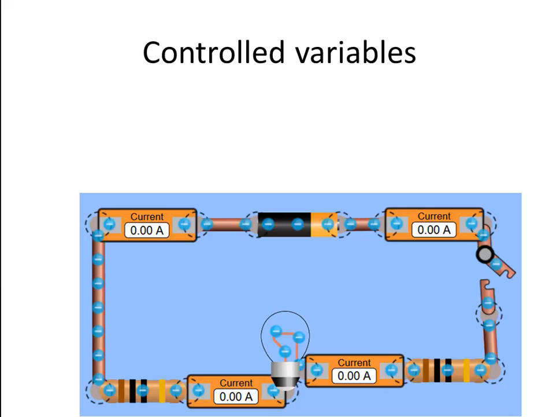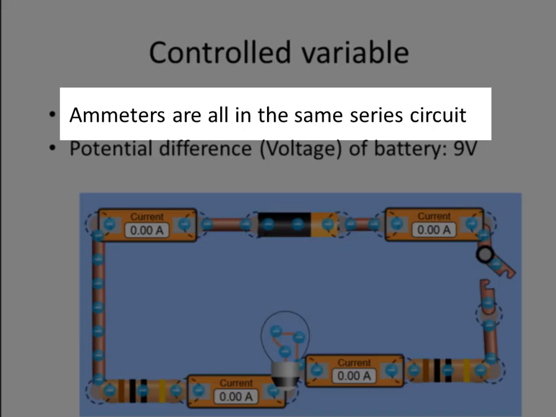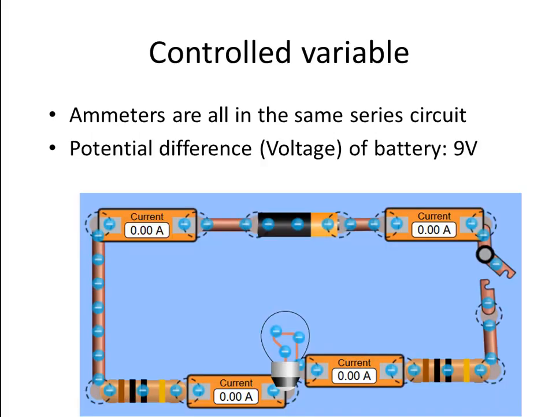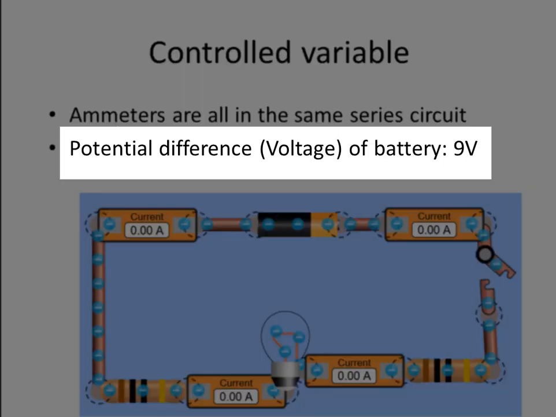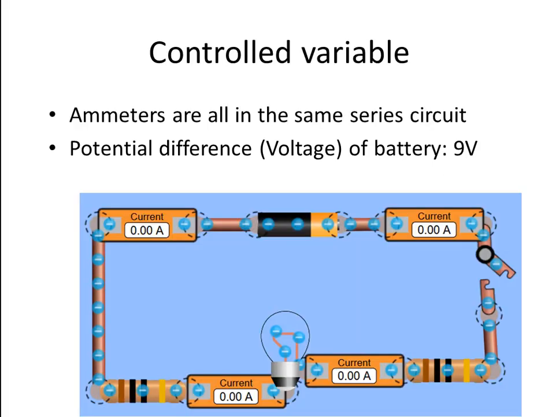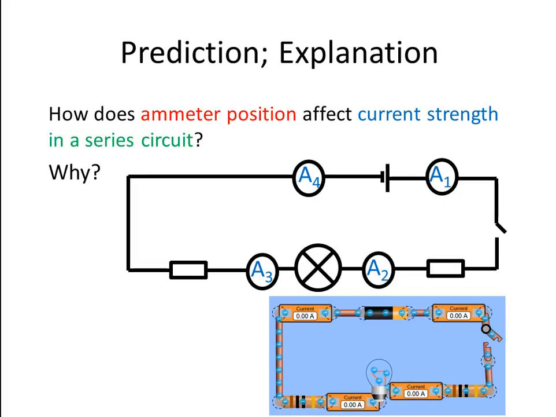What needs to be the same so that this is fair? The ammeters are all in the same circuit, and it's a series circuit. And so all the aspects of the circuit are the same, which includes that we have the same 9-volt battery, and the same resistance of the circuit. So what is your prediction? How are these ammeter readings going to differ?